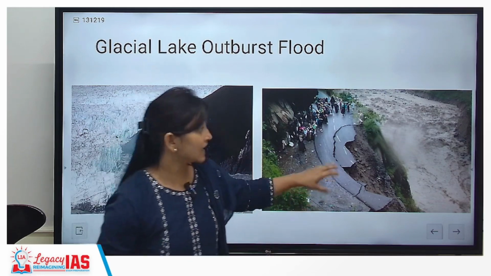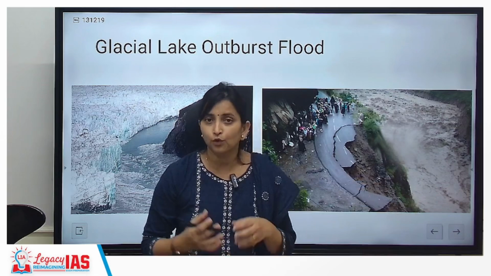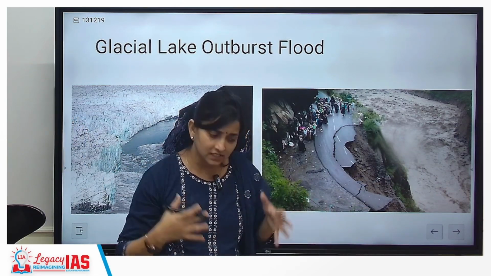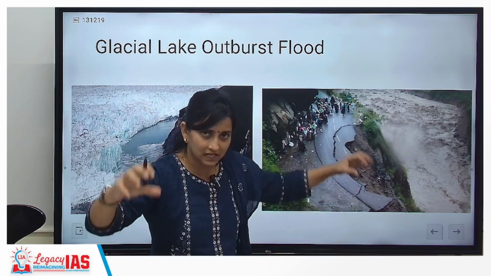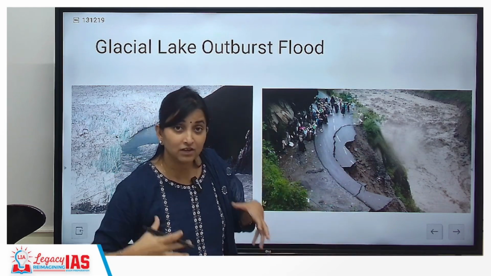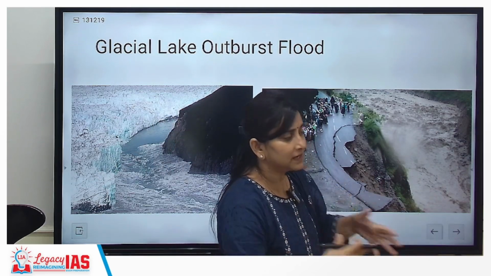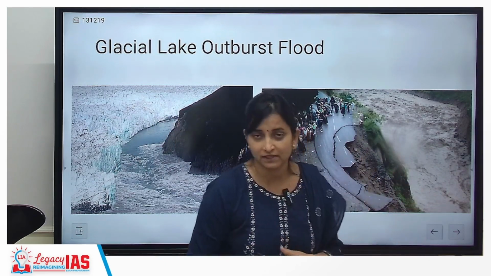But it looks very, very devastating in those areas where this lake water has gone down, because once it starts traveling down, it will collect all the sediments. It is water with gushing energy, and it cuts down, breaks down anything that is there in its path.